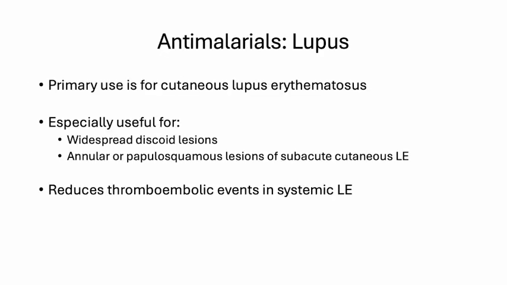The primary use for antimalarials in dermatology is as a therapy for cutaneous lupus erythematosus. They are particularly useful for patients with widespread discoid lesions and those with annular or papulosquamous lesions of subacute cutaneous lupus erythematosus. In systemic lupus erythematosus, antimalarial use has been associated with fewer thromboembolic events.